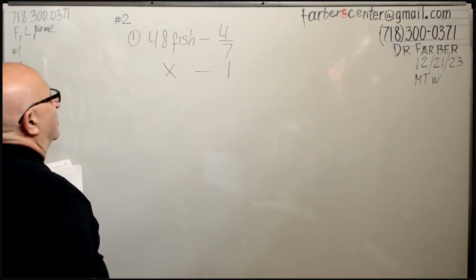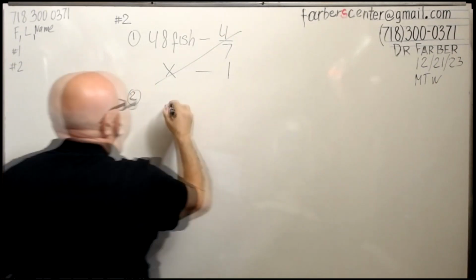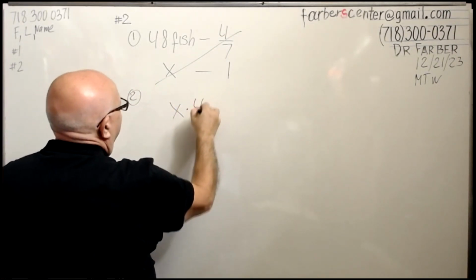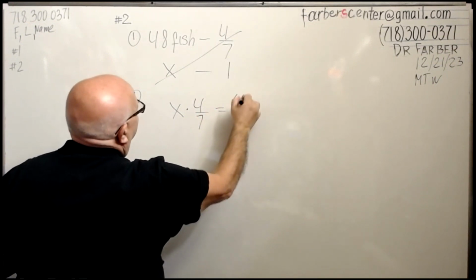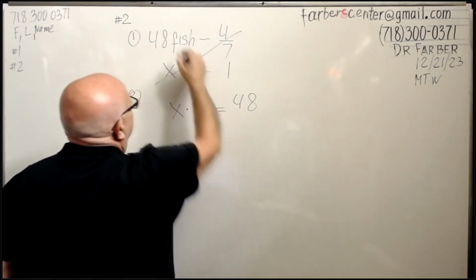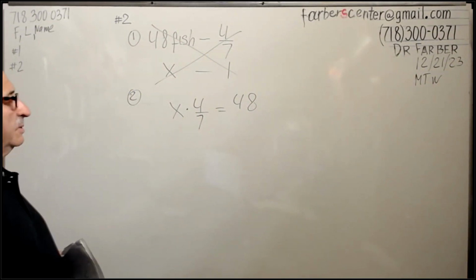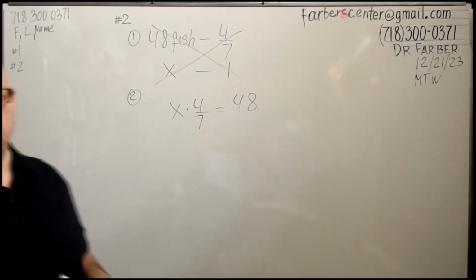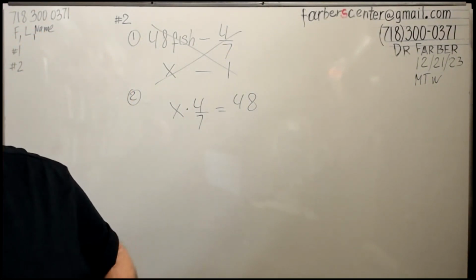Step number 2, cross multiplication. x times 4/7 equals 48. Without thinking, just do cross multiplication. Who understands everything up to this point, students? Who has questions?